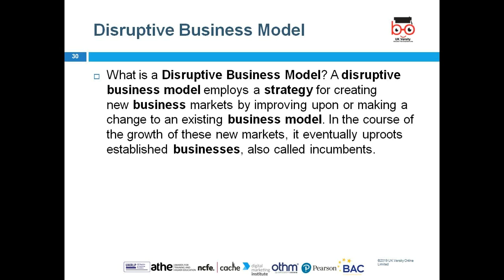Anybody any question up to now, guys? Next, we're looking at the disruptive business model. What is this? Because in your induction contents, we have, what is a disruptive business model? Is a model implying a strategy?